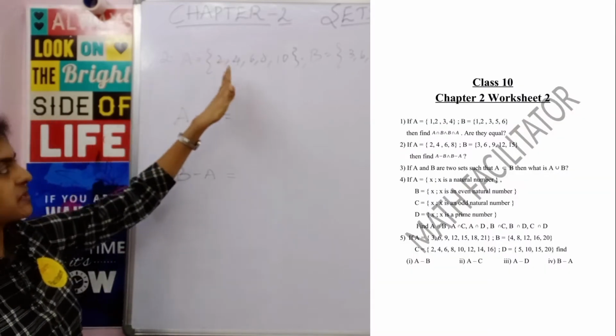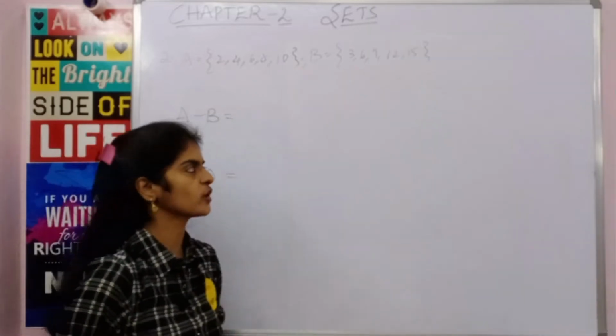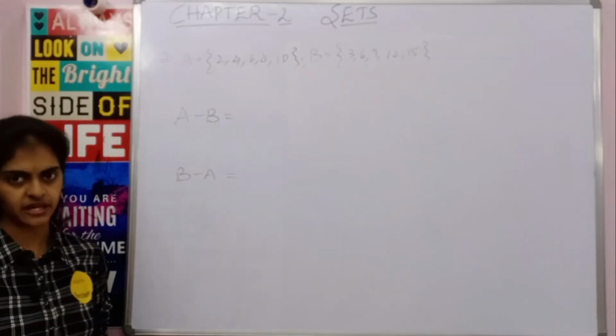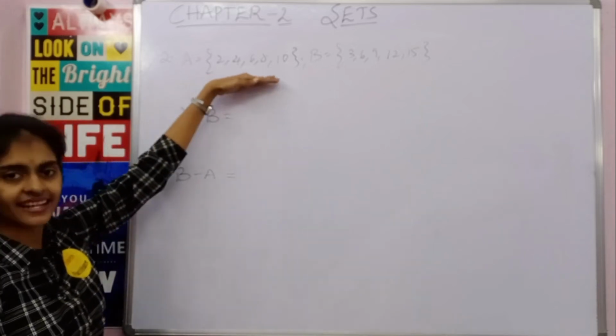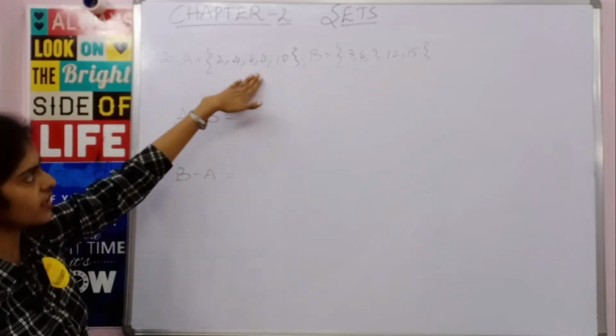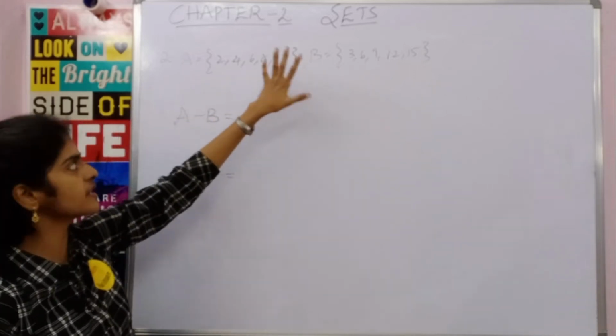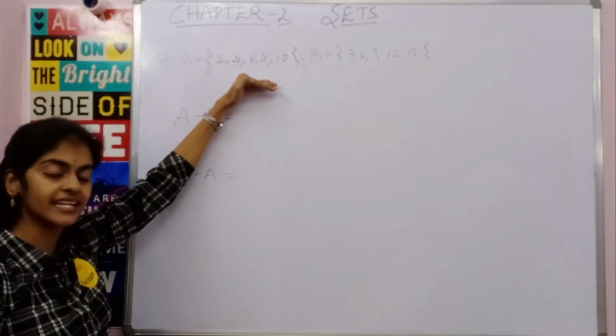A is a set containing 2, 4, 6, 8, 10 and B contains 3, 6, 9, 12, 15. So you have to find A minus B. Now what is A minus B? In A minus B you will firstly check for A. You will only consider the set A and you will see what are the common elements of A and B, and you will remove the common elements of A and B from A. So that is A minus B.